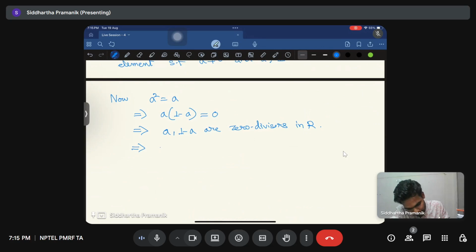But this implies A belongs to M. Both A and 1 minus A belong to M. But we are in a local ring. So what are the other characterizations of a local ring? (R, M) local implies 1 minus X is a unit for all X belonging to the maximal ideal M.